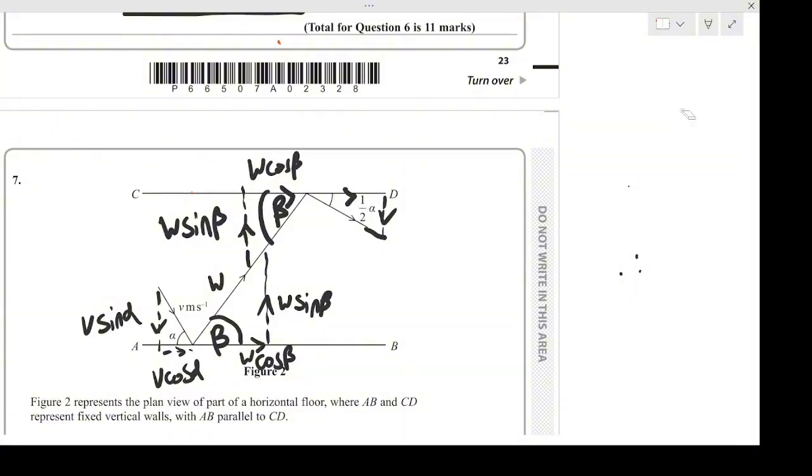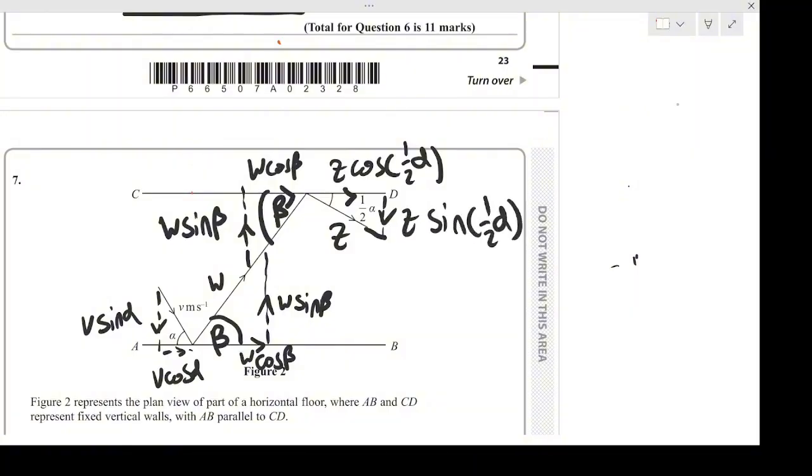Afterwards, I'm going to call the speed afterwards Z, let's say. So this part's going to be Z cos of a half alpha, and then this is going to be Z sine of a half alpha. Okay, so those are my components.